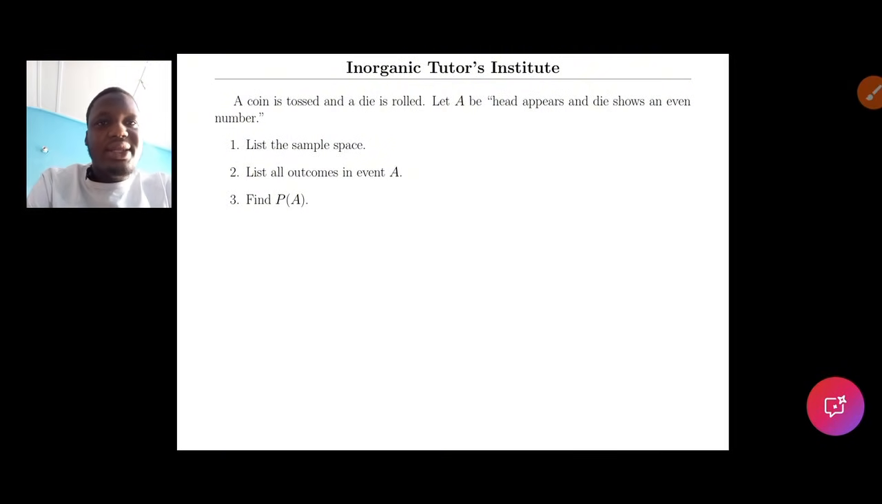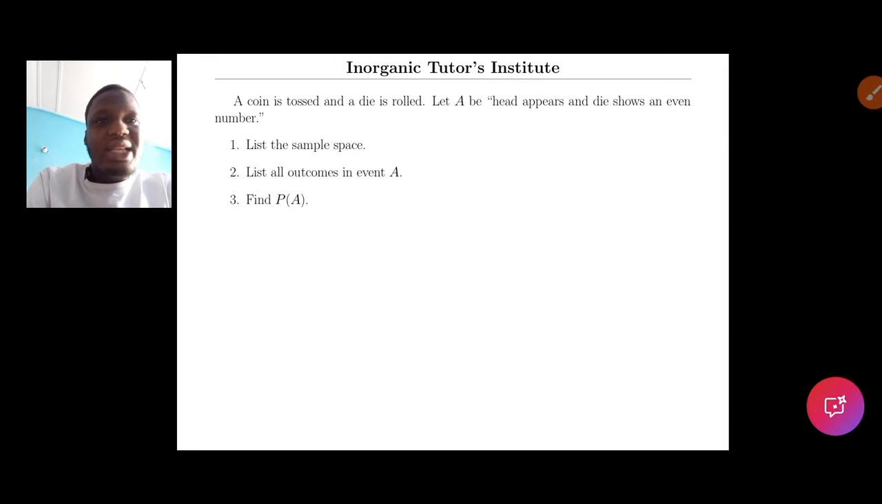Okay, so this is where things start becoming a bit technical, and you really need this. If these concepts are not clear to you, you might struggle in your probability journey. So bear with me, work with me, and let's get this done.